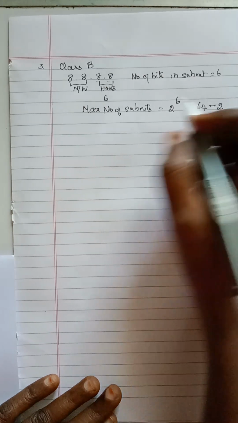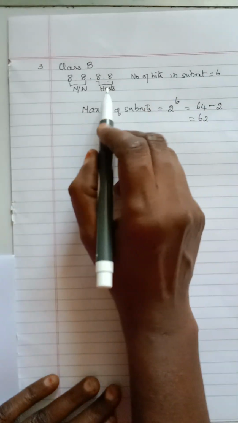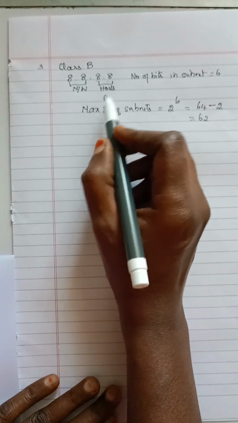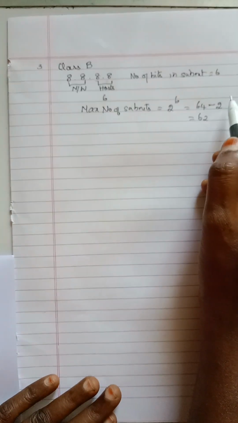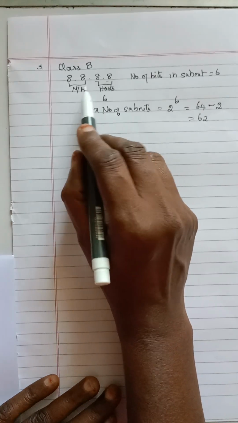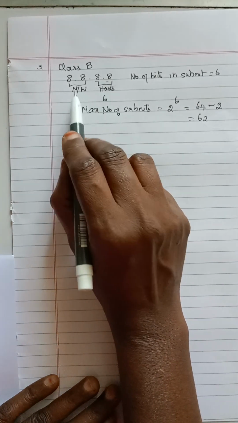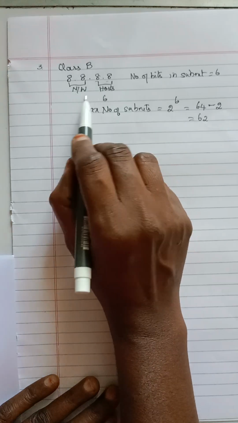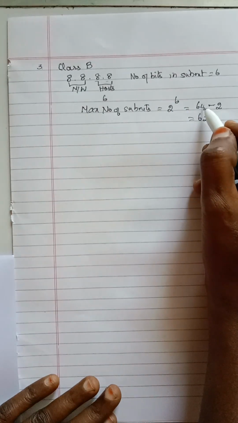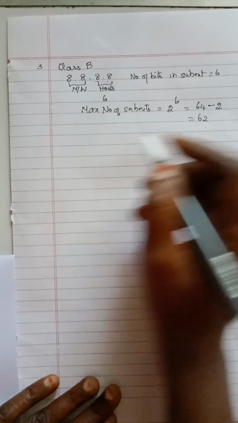Why so? Because for each one we have to subtract 2 addresses. For what? For network ID and broadcast ID. For network ID and broadcast ID, we have to subtract 2 addresses. So we have 64 minus 2, which is 62.